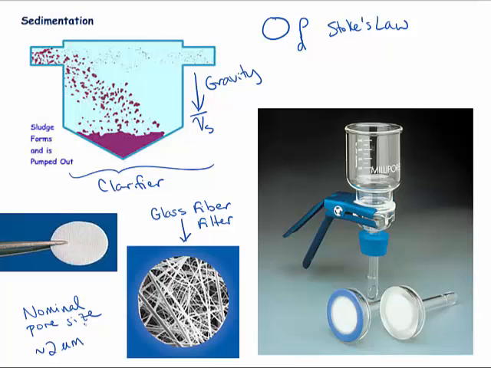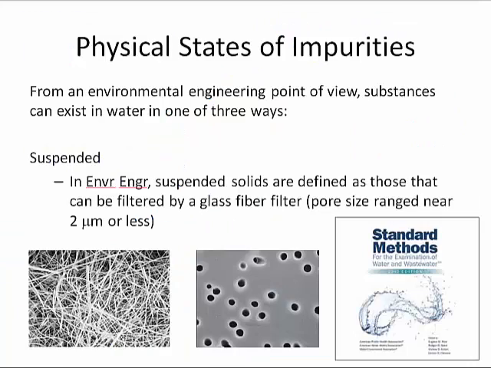So in environmental engineering, to do a suspended solids test, we create a filtration unit, we put a glass fiber filter on top of it, and we pour water through and we vacuum filter. We weigh what remains on the filter. The method of suspended solids is defined in a book referred to as Standard Methods. It is produced by the American Water Works Association, the American Public Health Association, and the Water Environment Federation.